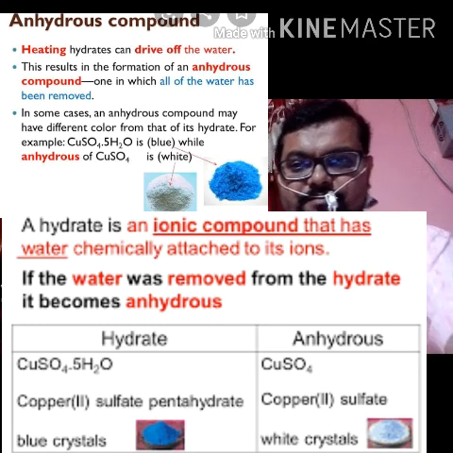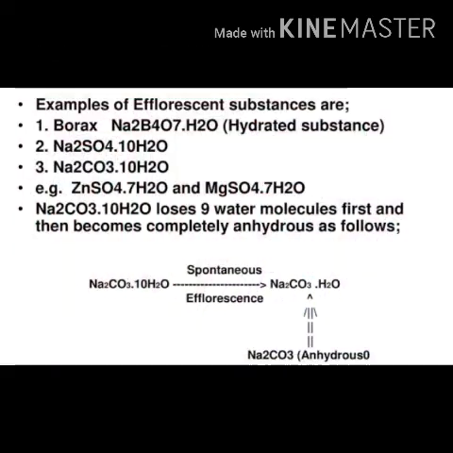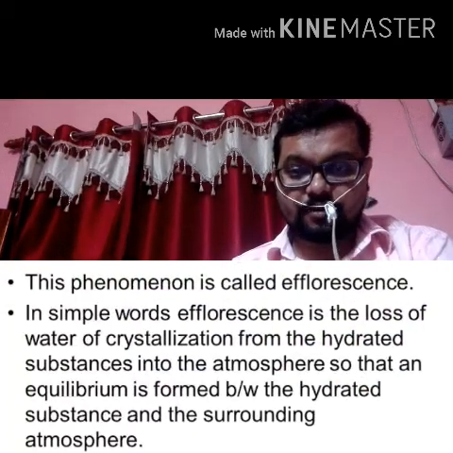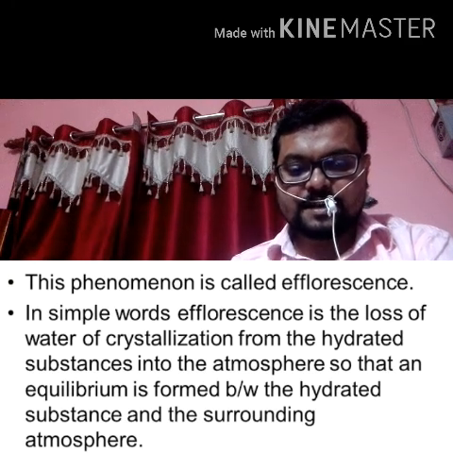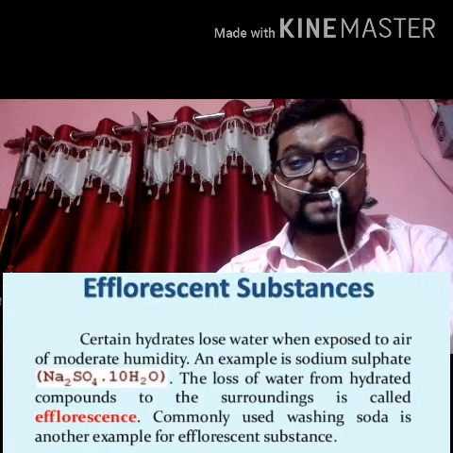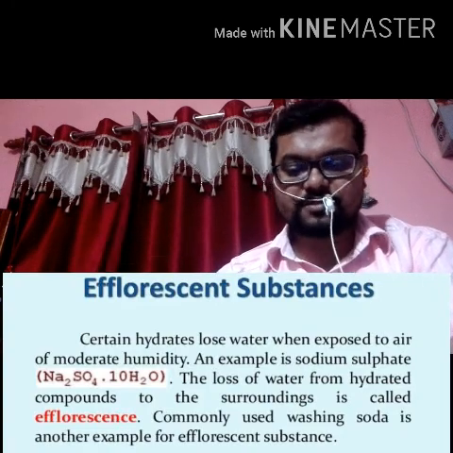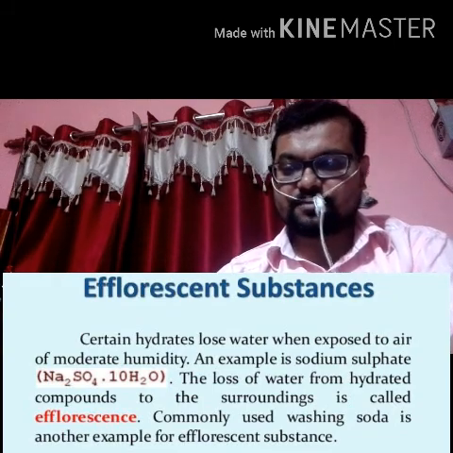Another type of substance is called efflorescent substances. Certain hydrated salts, when exposed to dry atmosphere at ordinary temperature, lose their water of crystallization and get transformed into powder. Such salts are called efflorescent. The property by which a hydrated salt loses its water of crystallization when exposed to dry atmosphere is called efflorescence. It is favored by high atmospheric temperature and dryness of air.